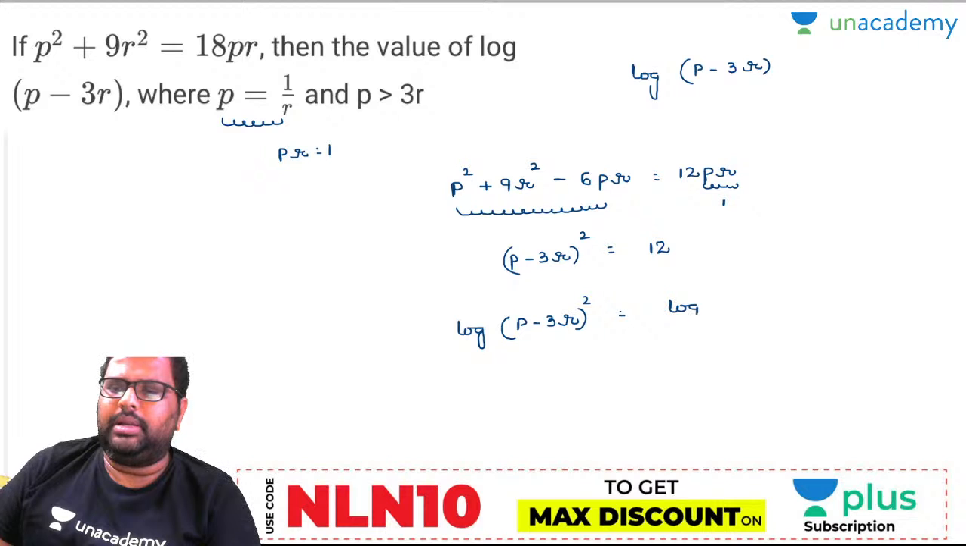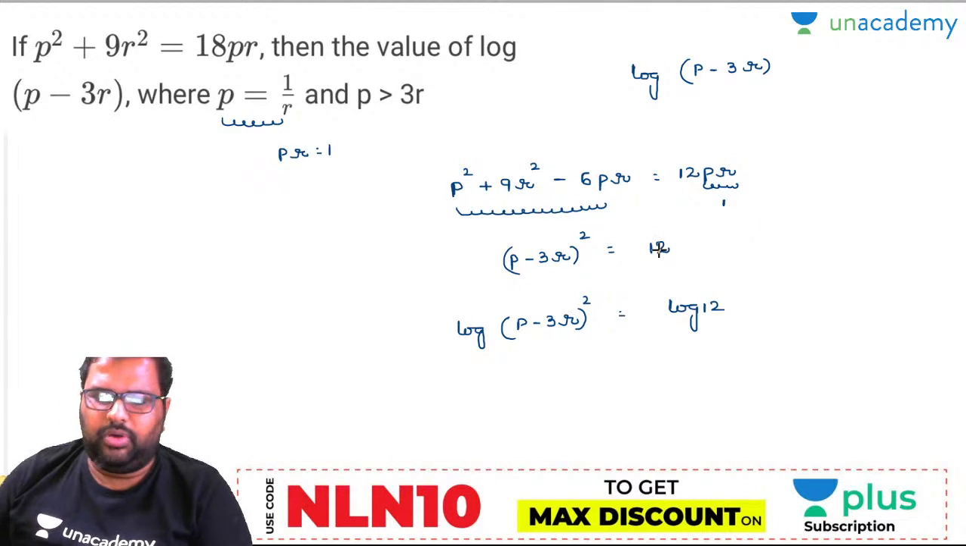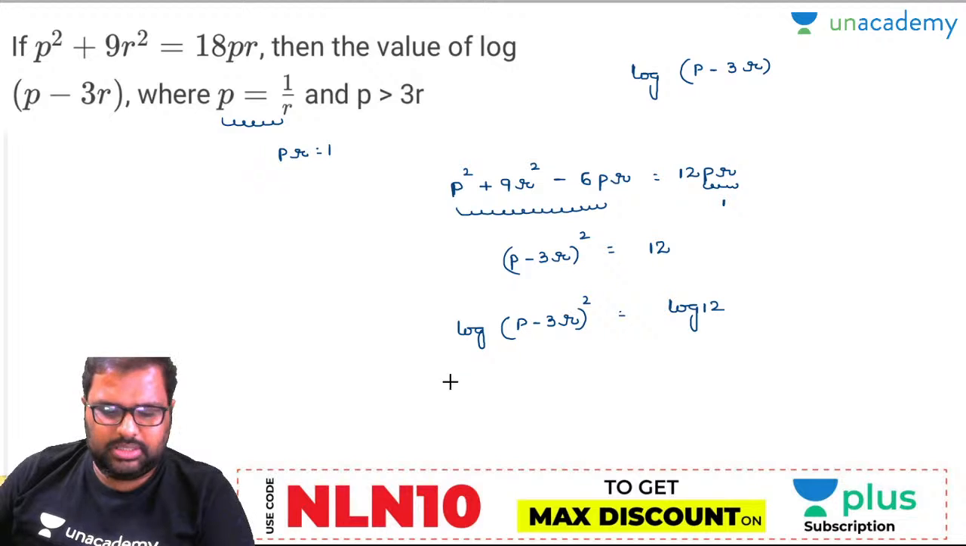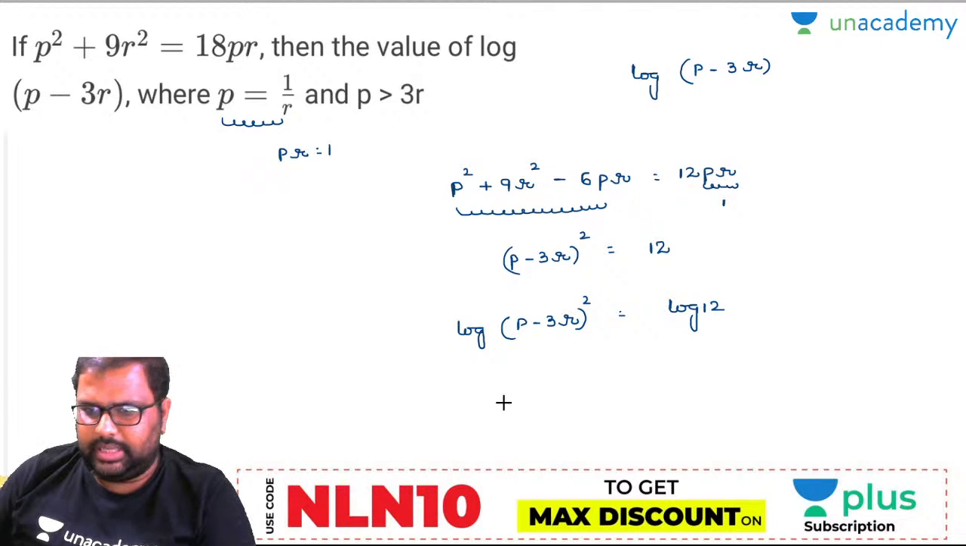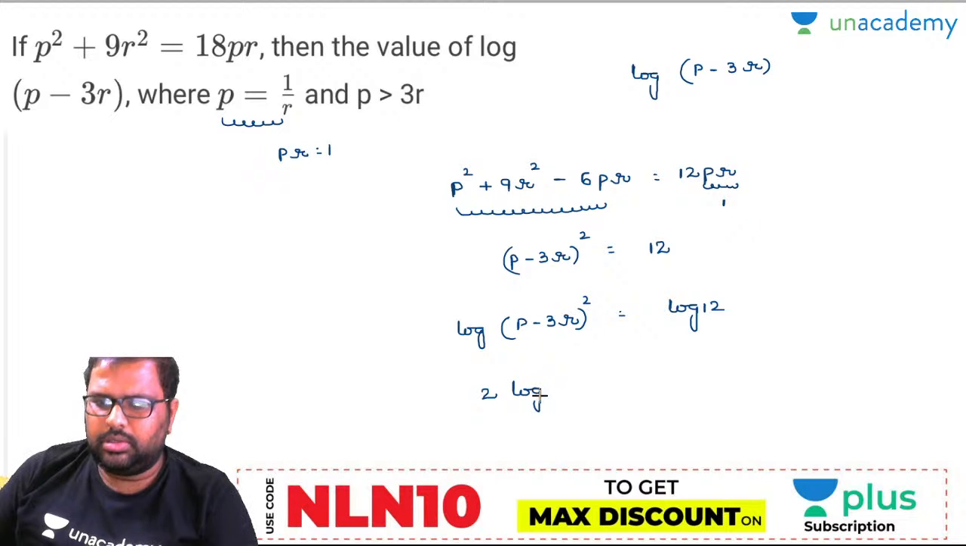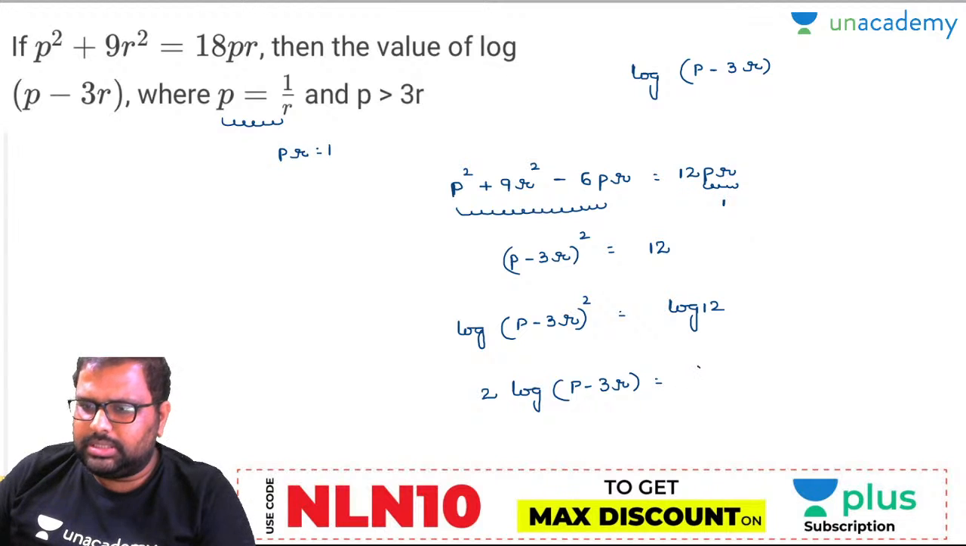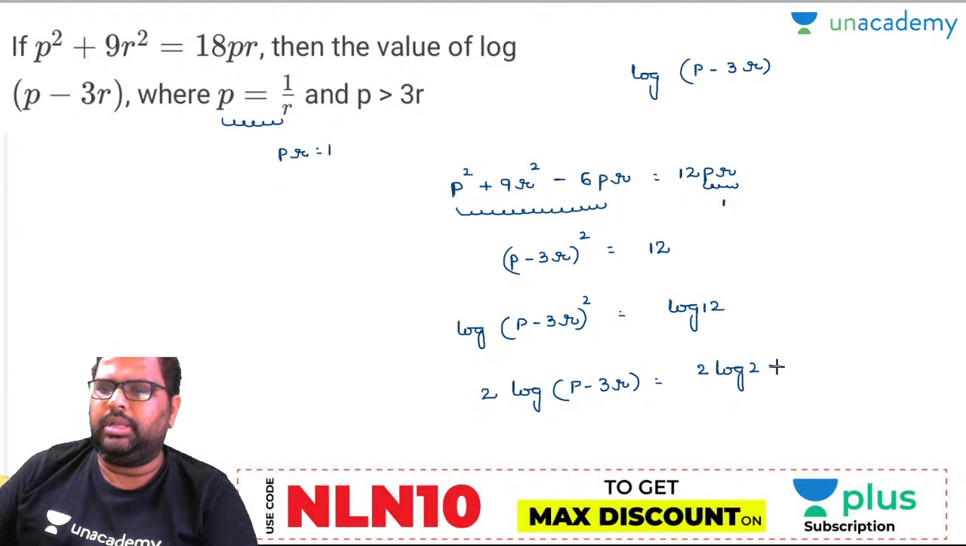Log 12 can be written as log 4 into 3. Log 4 into 3 can be written as log 4 plus log 3. Log 4 plus log 3 can be written as 2 log 2 plus log 3. Am I right or wrong? Can I write this down as 2 log 2 plus log 3? Did you understand this?